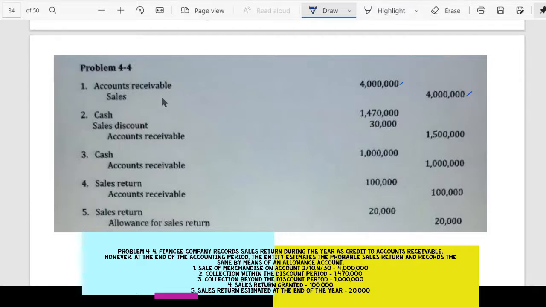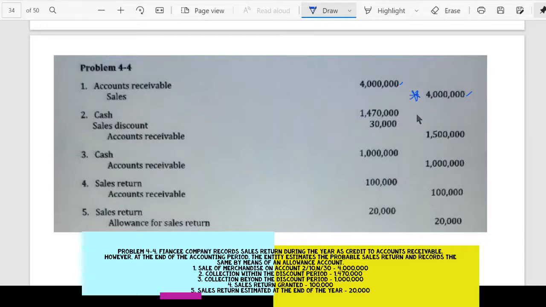Number 2, what if we collected this one within the discount period? So the terms there are 2/10, n/30, which means our customer can avail of a 2% discount if it pays within 10 days from the purchase date. And if it cannot pay within the discount period, the customer should pay within 30 days. So how much should be the discount?